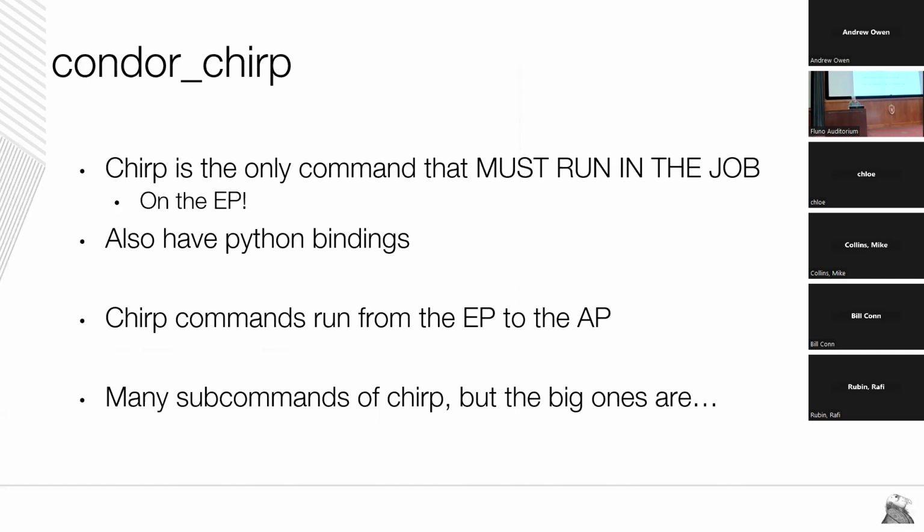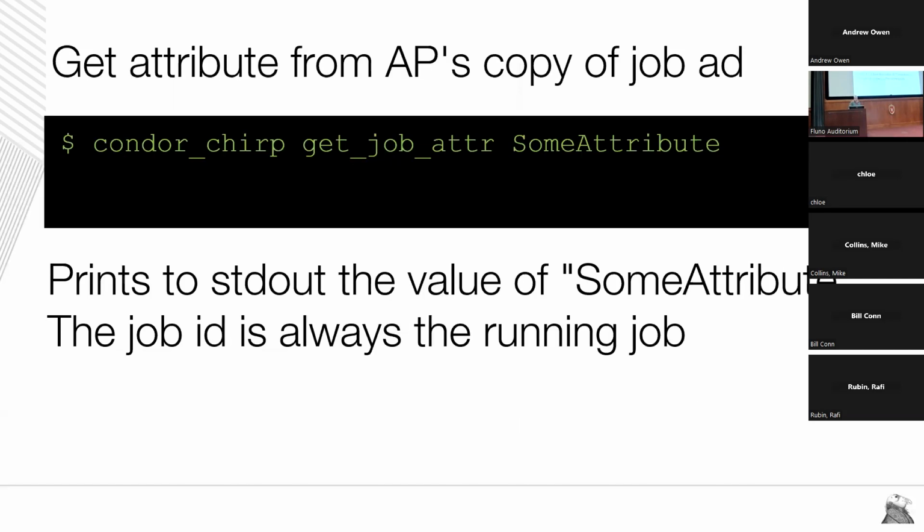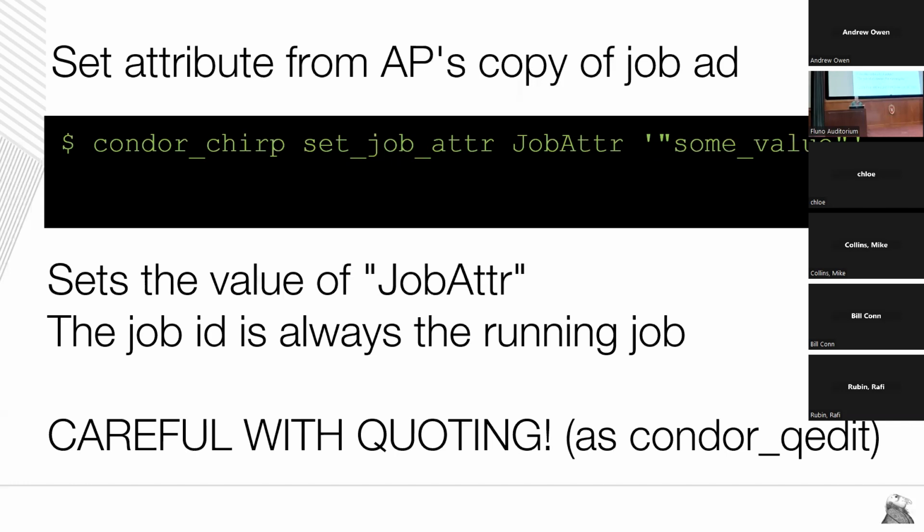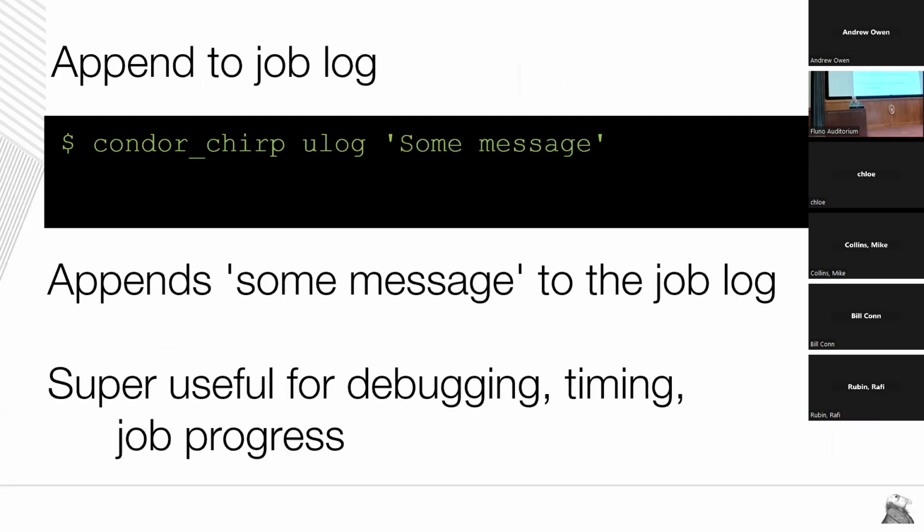And there are many subcommands of chirp, but the most important ones include getting job ad attributes from the AP, very handy, and setting job ad attributes. So you can use the job ad as kind of like a blackboard, if you will. Just like with condor_qedit, be careful with quoting, because when you're using the shell versions of these, we've got shell quoting going on. There's also a chirp command to append to the user log. Again, super handy for debugging.